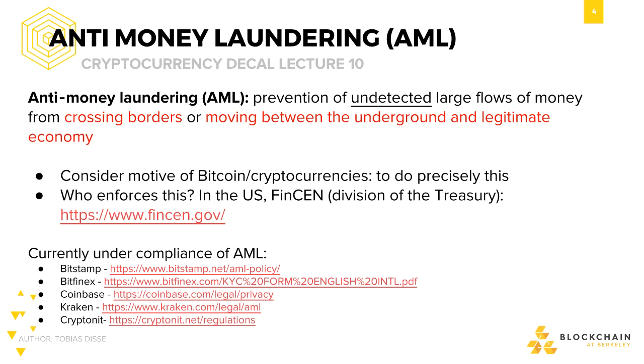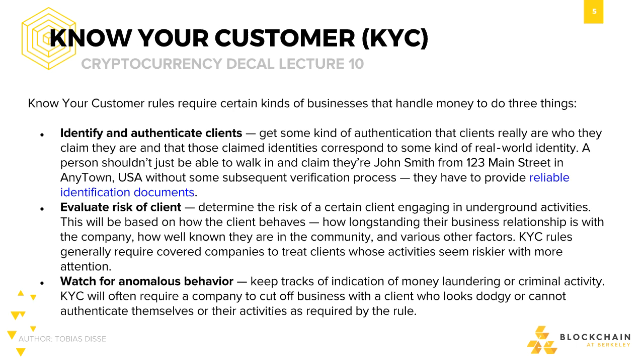Well, in the US, we have FinCEN, which is a division of the Treasury that enforces anti-money laundering protocols and ensures that certain companies, such as Coinbase and Kraken, are following these anti-money laundering laws. For example, recently, the IRS asked Coinbase to give up the identities of Coinbase members because they were suspecting that certain Coinbase members were using cryptocurrencies to launder money.